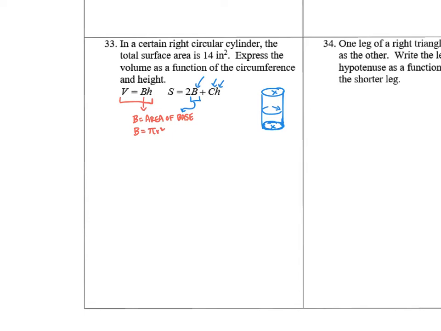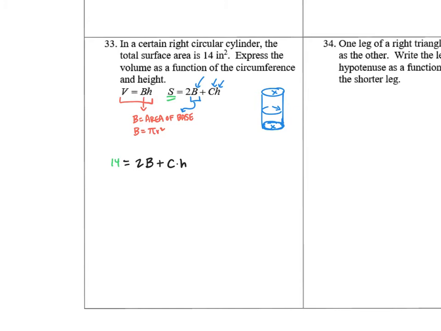So in a certain right cylinder, the total surface area is 14 inches squared. So they're giving us S. That's 14. I don't really care about the inches squared right now. The units don't necessarily matter in the algebra here. The area of the base we said was pi r squared. I don't know if we need that yet, so let's see what we got. Let's put in C times H. It says express the volume as a function of the circumference and the height. So let's get started on that.